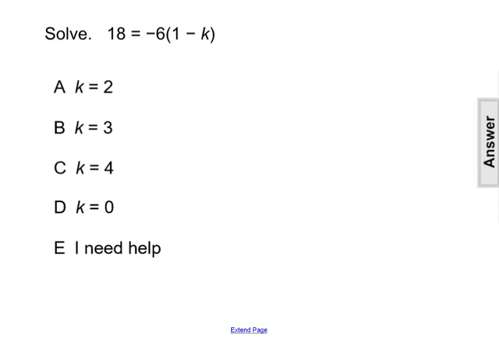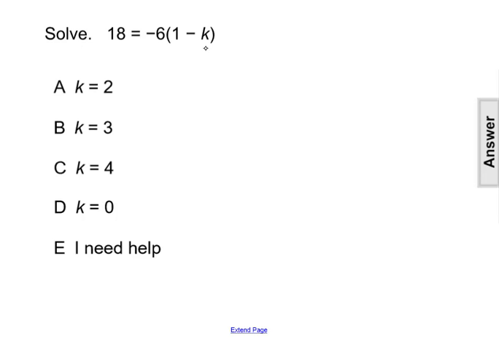Solve the equation 18 equals negative 6 times the quantity 1 minus k. So when asked to solve an equation, the goal is to get the variable completely isolated or alone on one side of the equal sign.